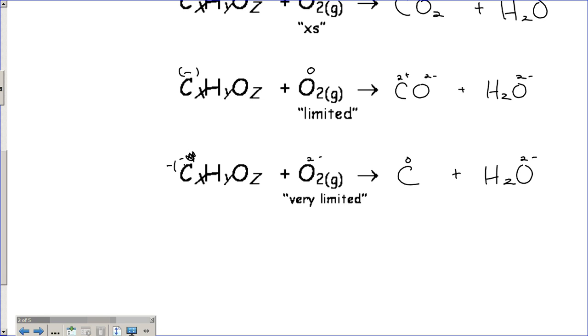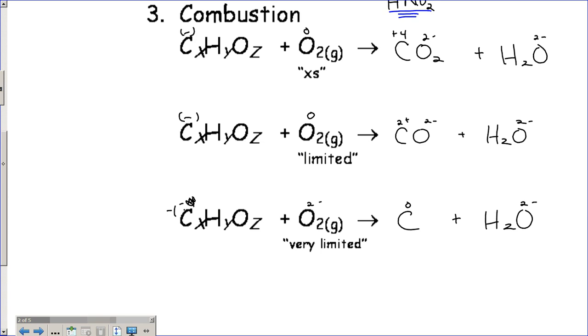So when you have a fireplace and your chimney gets filled with black ash, that is soot from the very limited combustion of whatever hydrocarbon is found in the wood or whatever fuel it is that you're using.